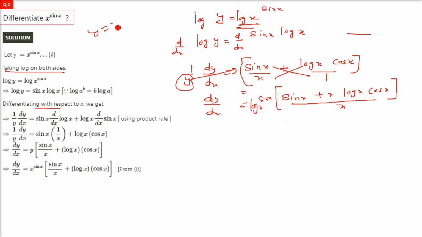No, y is x to the power sine x. Oh, there is a mistake I committed. I am correcting myself. It is x to the power sine x. This is your final answer. Clear? So now taking log, taking differentiation, bringing y on the right hand side, these are the three steps you have to follow in all other questions.